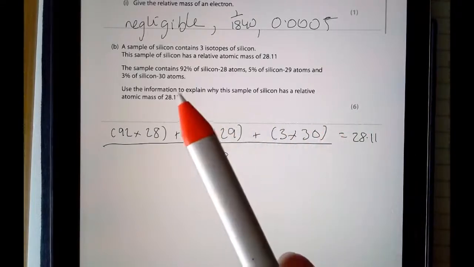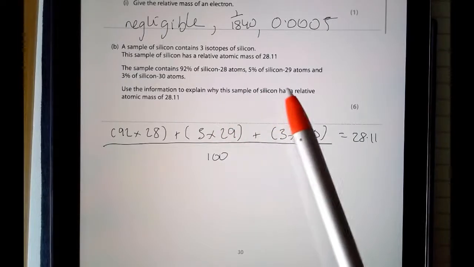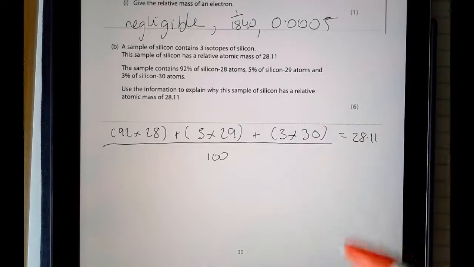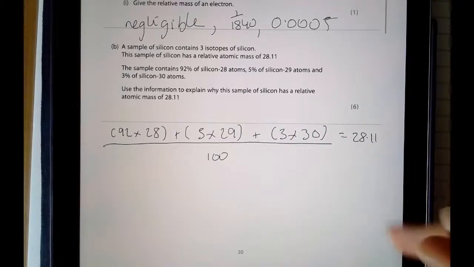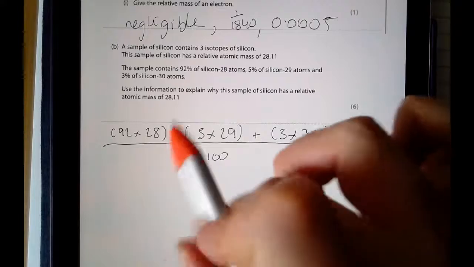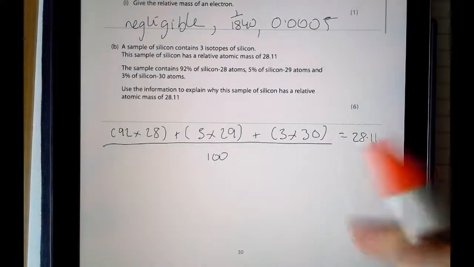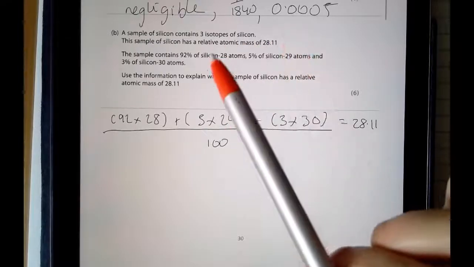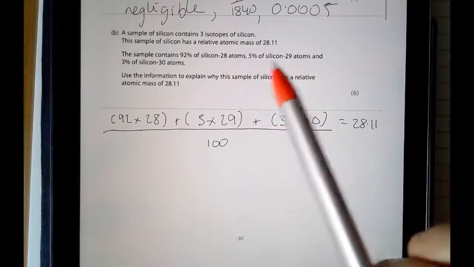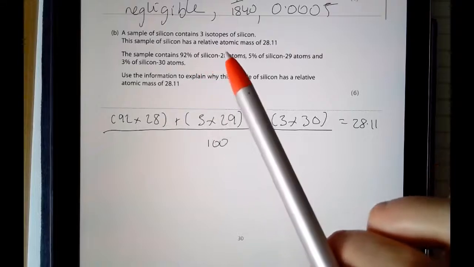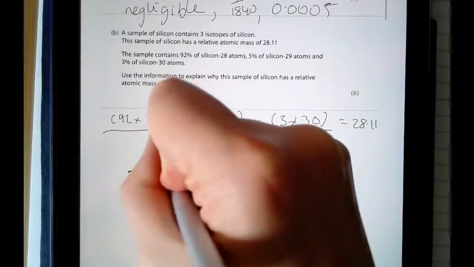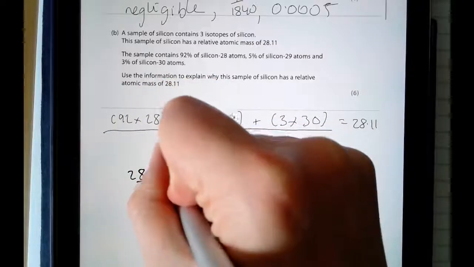So they want you to use this information to explain why the sample has a relative atomic mass of 28.11. Just doing the calculation and getting the right answer will get you 3 of those 6 marks, but then you have to explain why you're using this formula to work this out. Usually if you're getting the average of something, so if I was getting the average mass of silicon 28, 29 and 30, in maths you just go 28 plus 29 plus 30 and you divide by 3.